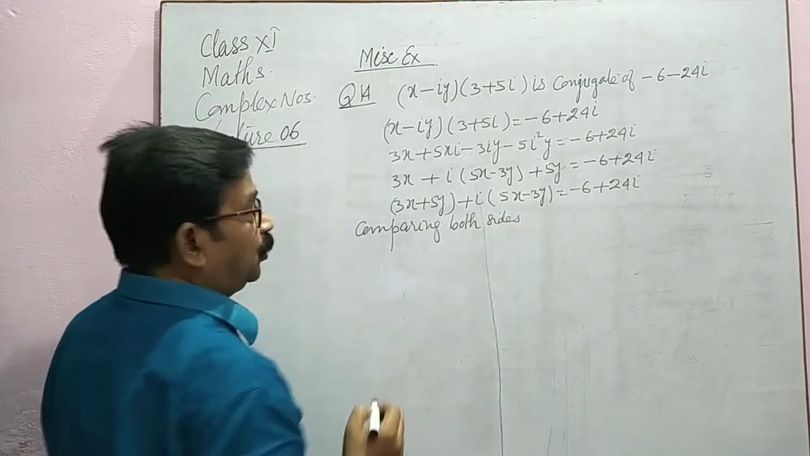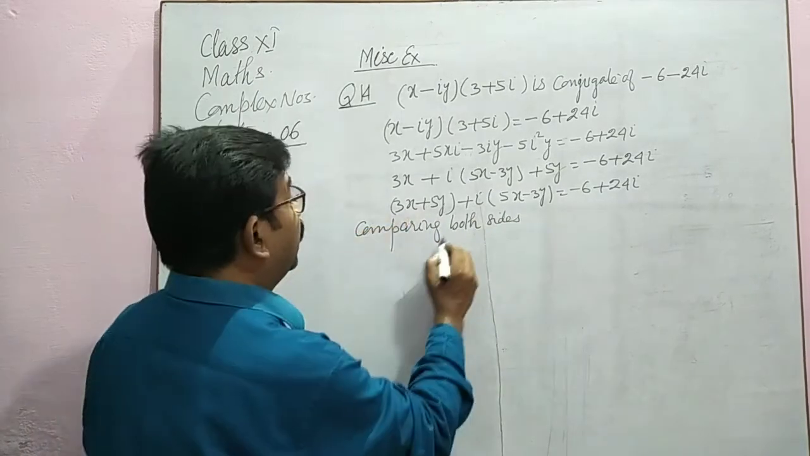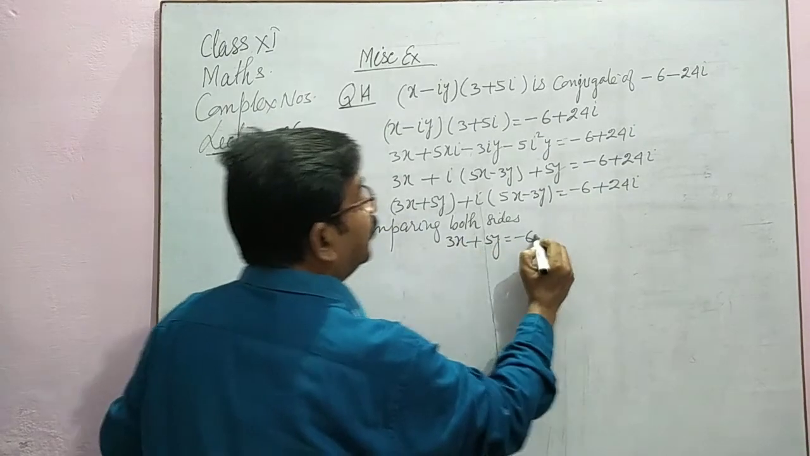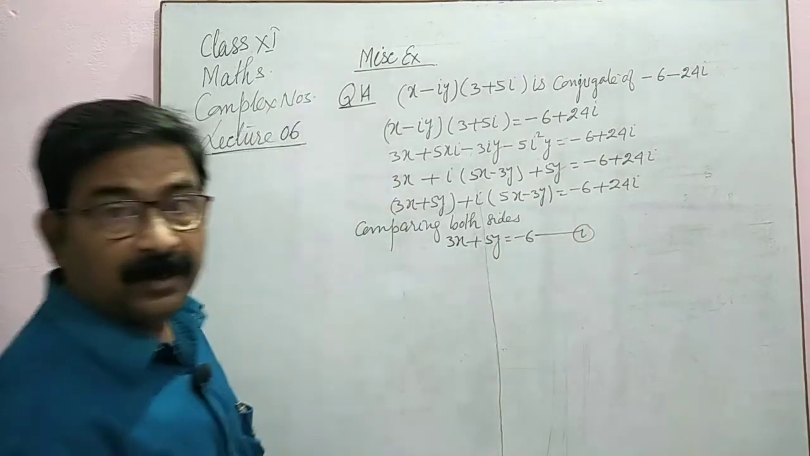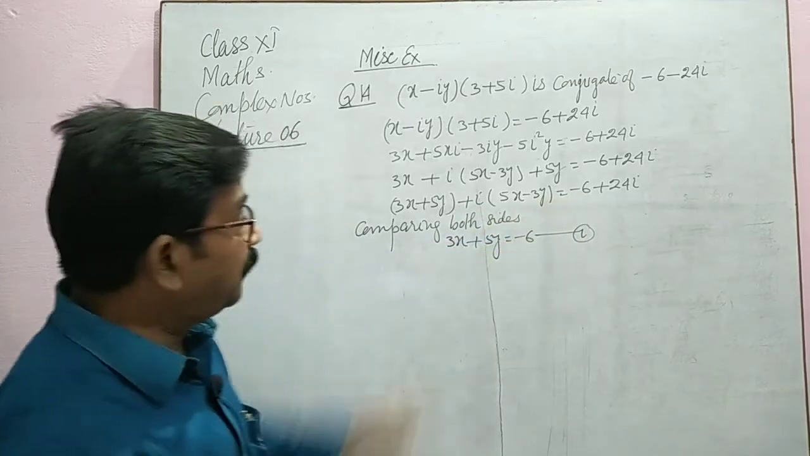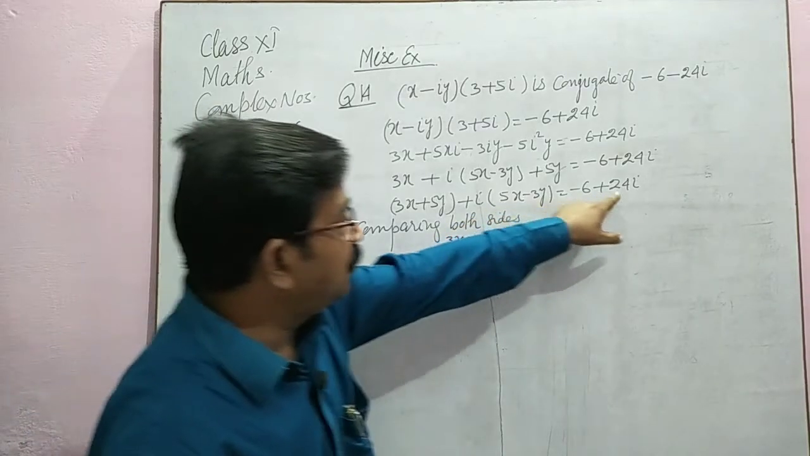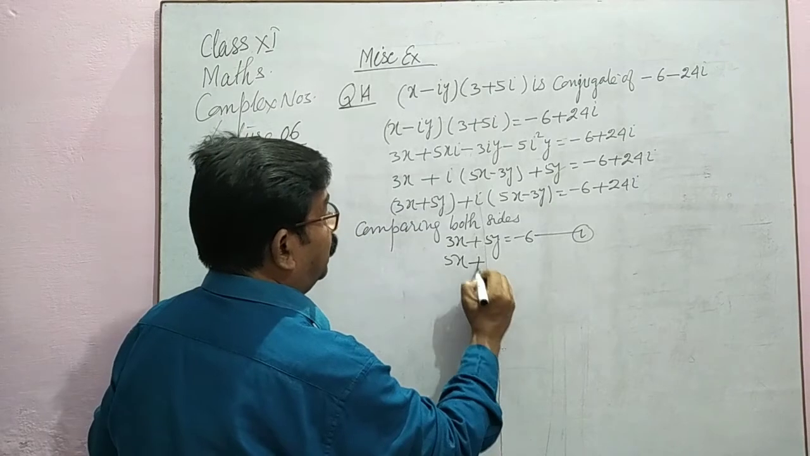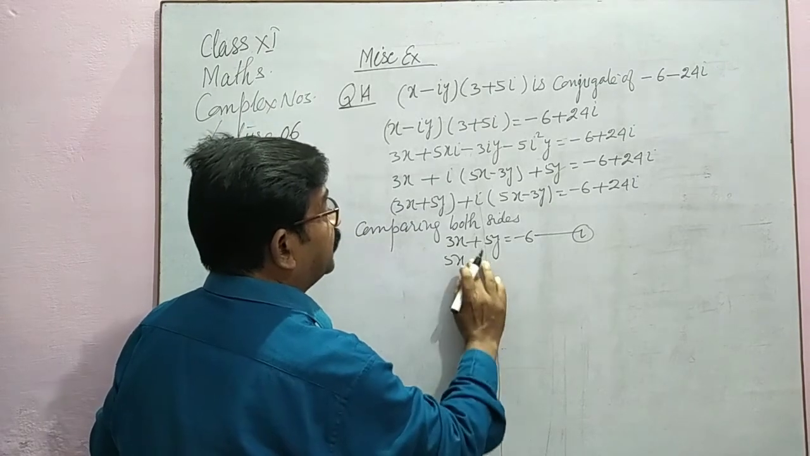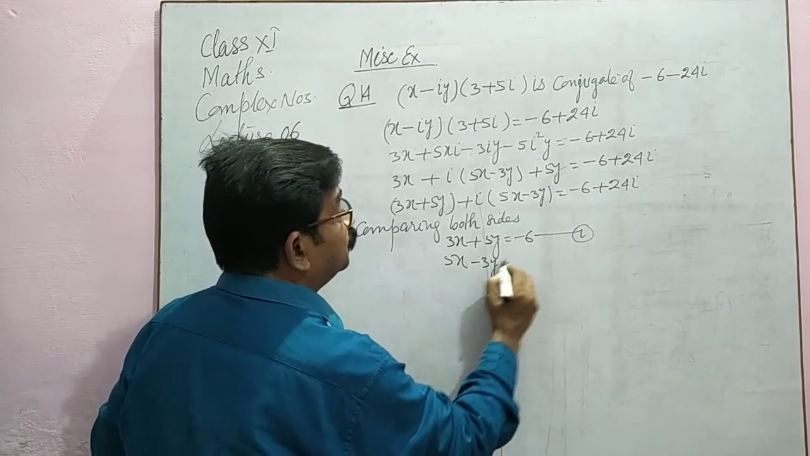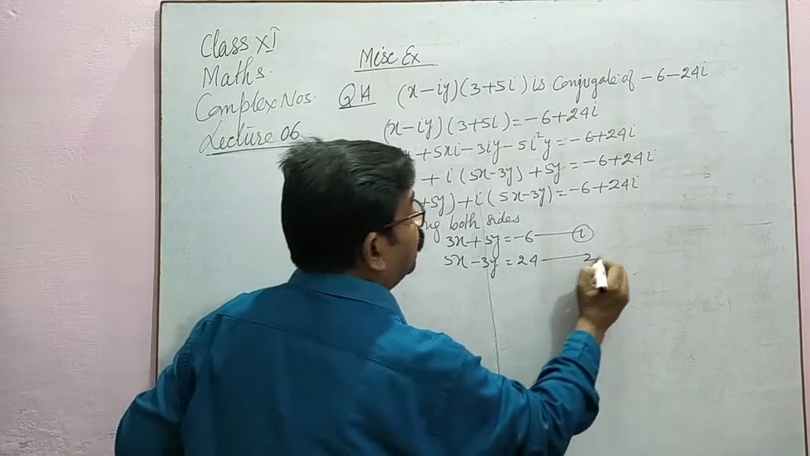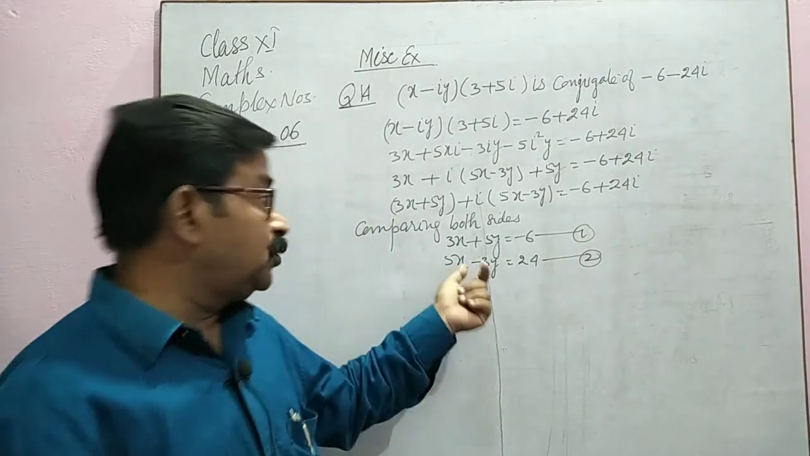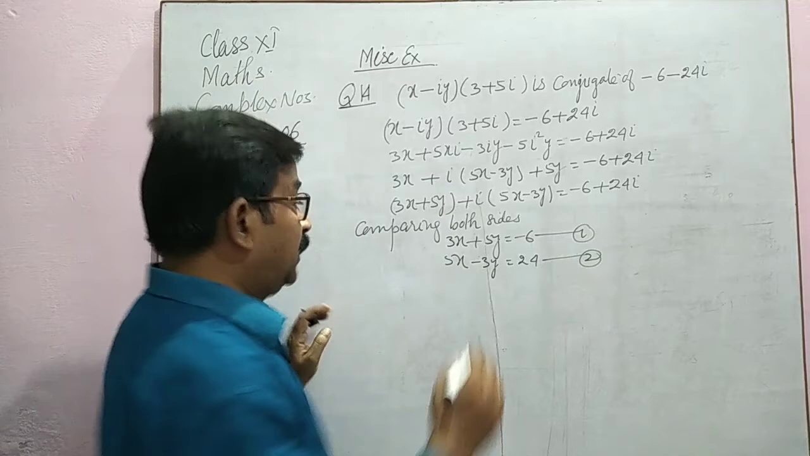Comparing both sides, this is real. So we have 3x plus 5y is equal to minus 6. Equation number 1, real part with real part. Now the imaginary part: 5x minus 3y is equal to what? 24. Equation number 2. So these are two linear equations in x and y. We have to solve these two equations to get the answer. Let's see how to solve.